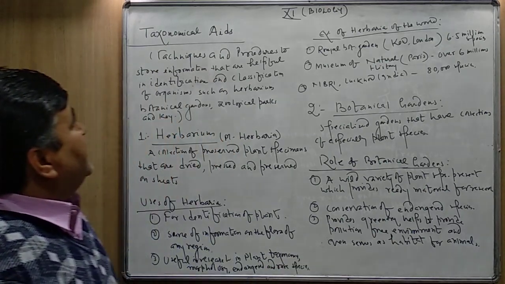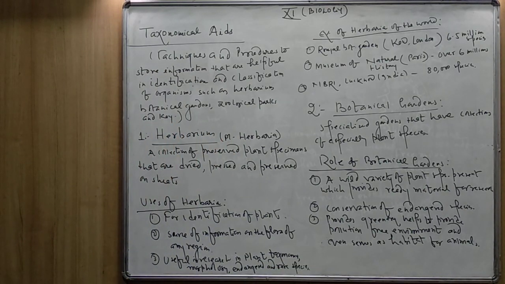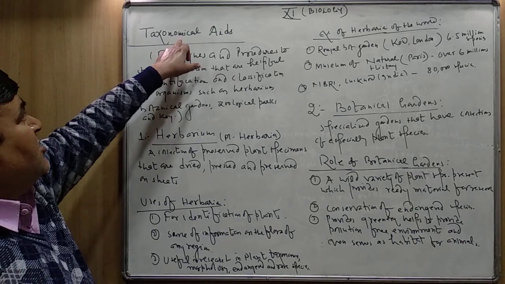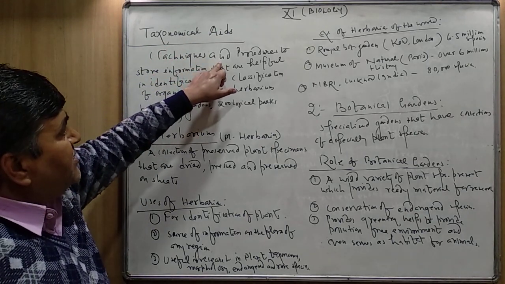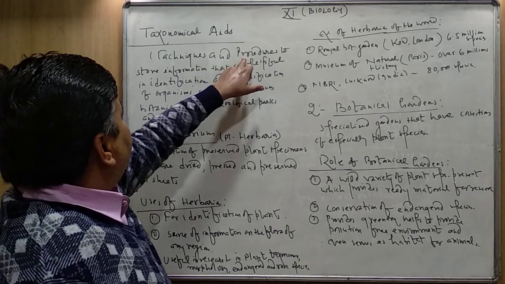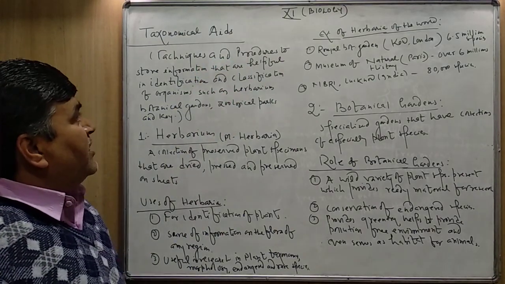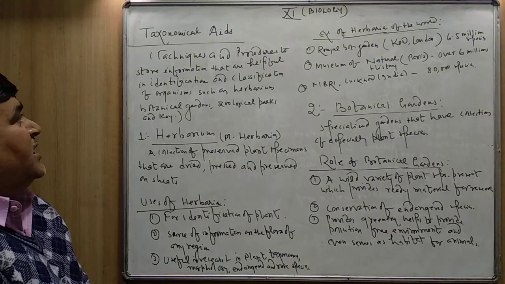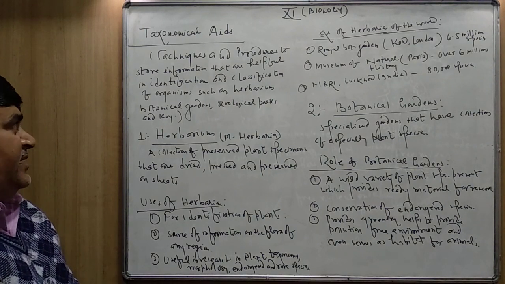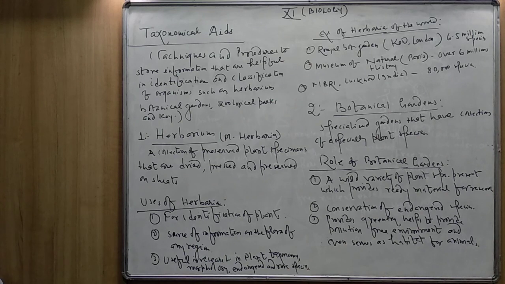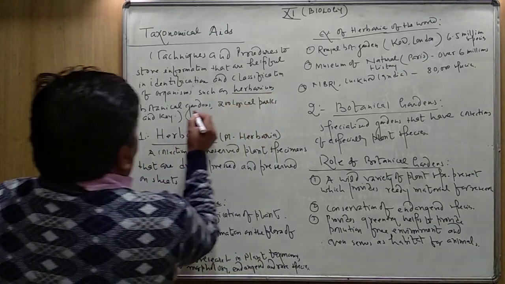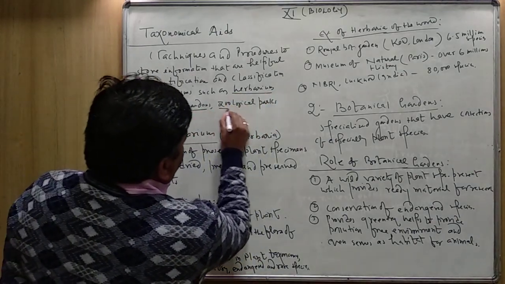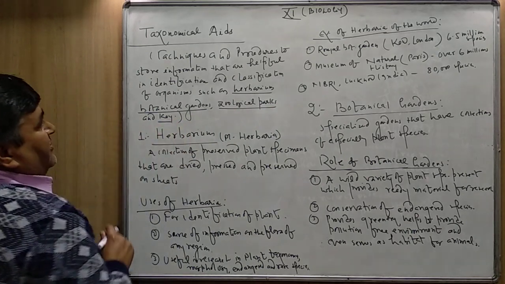These are taxonomical aids. I have written here, taxonomical aids are the techniques and procedures to store information that are helpful in identification and classification of organisms such as herbarium, Botanical Gardens, Zoological Parks and key.